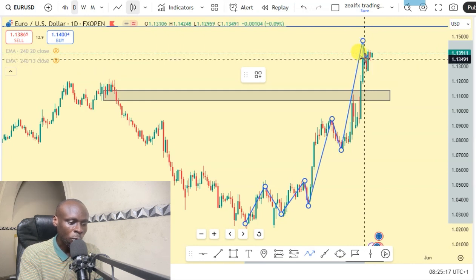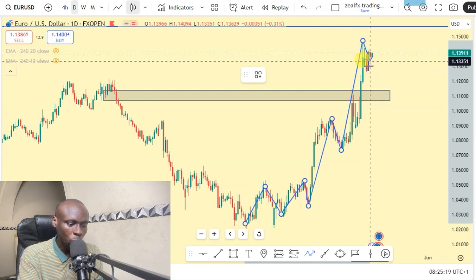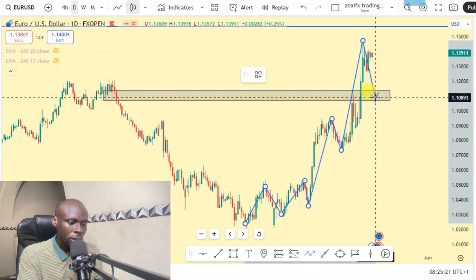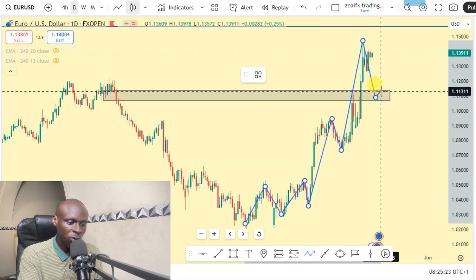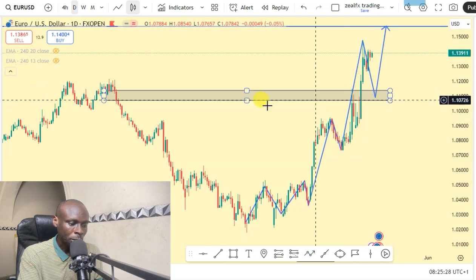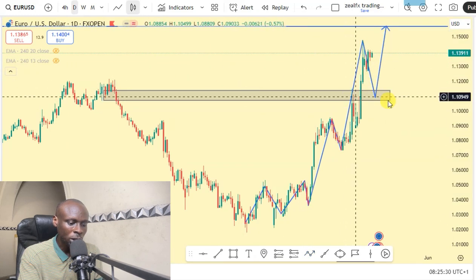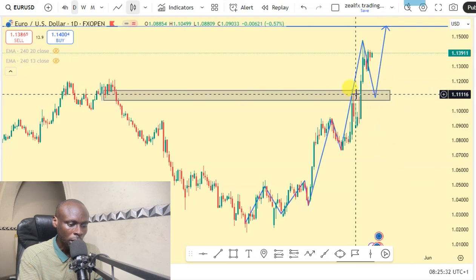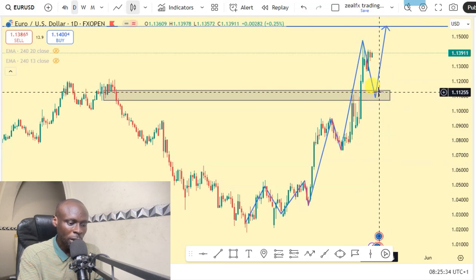But for a buying opportunity, we're expecting price to retrace back to this support level before we see a further push to this next resistance level on the Euro USD. So our main aim this week will be waiting for price to reverse back to this support level before we look for any possible buying opportunity.